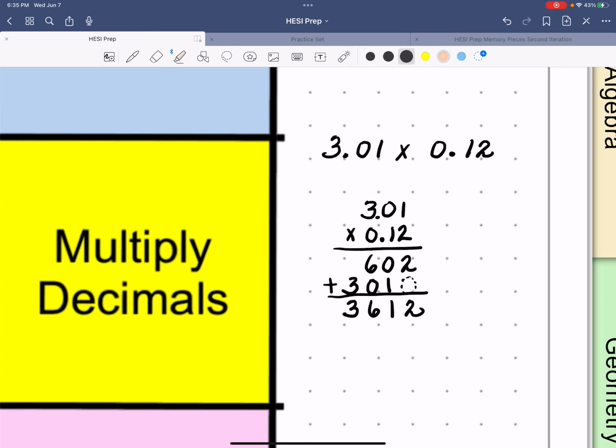And then we need to count decimal places. So there are 2 plus 2 more, that's 4. So I have 1, 2, 3, 4. The decimal would go right there. The calculator will put that decimal on there for you. So 3 and 1 hundredth times 12 hundredths is 3,612 thousandths.